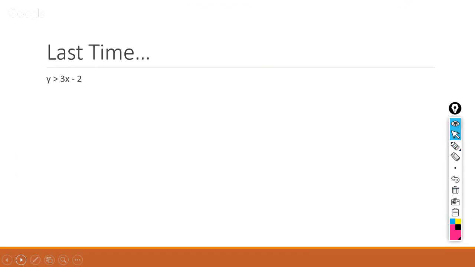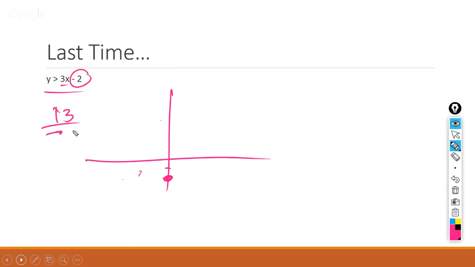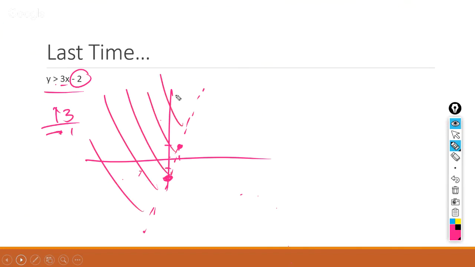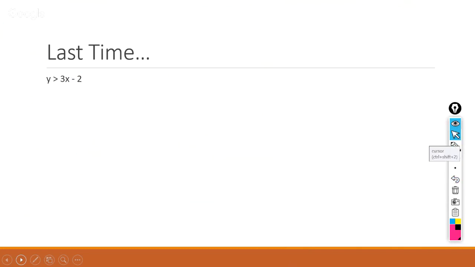All right, so last time on Dragon Ball Z, we graphed this. So slope-intercept form, you start with that -2. Slope is 3, so you go up 3, right 1. And there's no line, so it's dotted. And then it's greater than, so we shade up. So the answer for this would look like that. Probably a little bit neater, but whatever, that's just a recap.